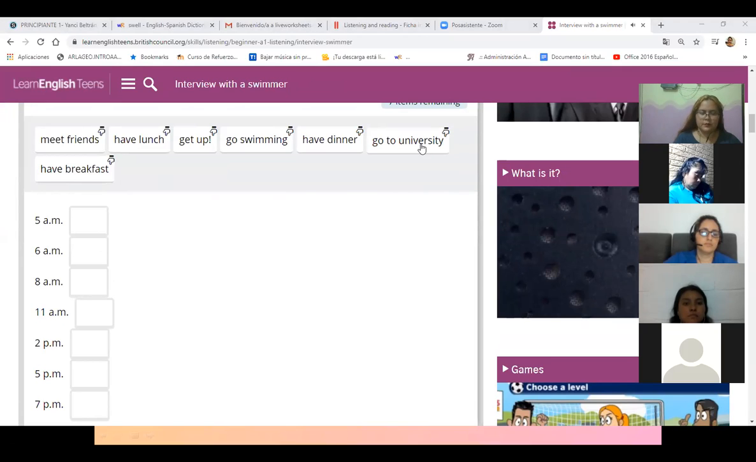Wow, that's early. Yeah. Then at 8 o'clock, I have a shower, I get dressed and have breakfast. I have a big breakfast. Cereals, toast, bacon and eggs and orange juice. What do you do after breakfast? At 11 o'clock, I go to university. I'm studying sports science and I have classes from 11 o'clock to 4 o'clock. When do you have lunch? I have lunch at about 2 o'clock at the university.